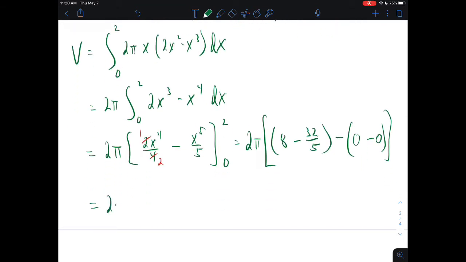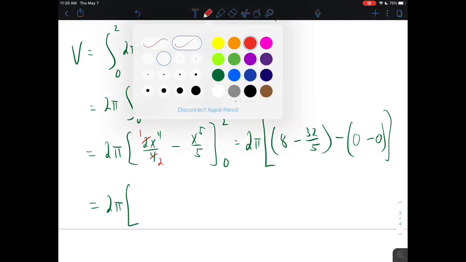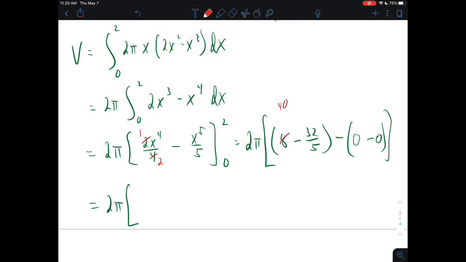So then I end up with 2 pi times 8 is the same thing as 40 over 5. So then subtracting 32 over 5 leaves me with 8 over 5. And so then I just end up with 16 pi over 5.